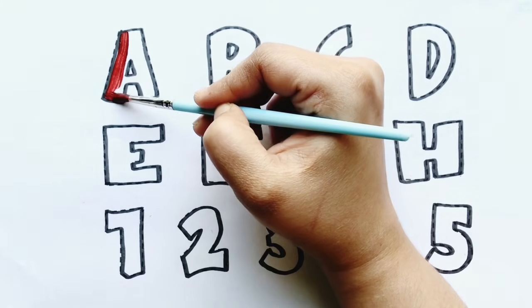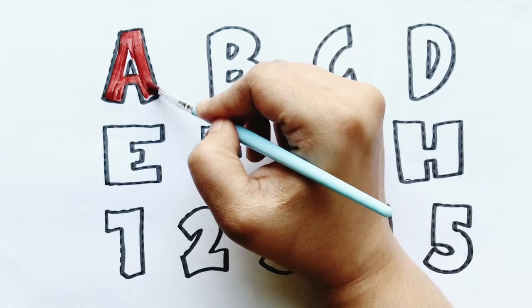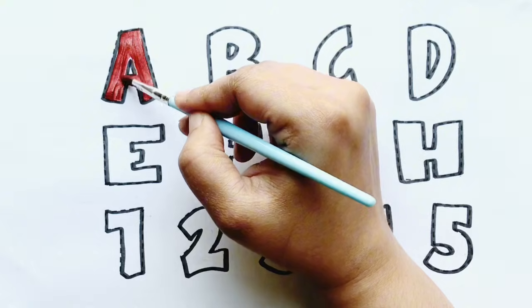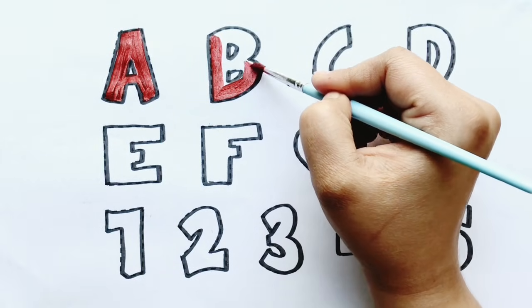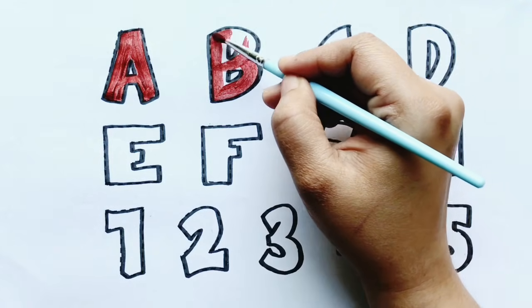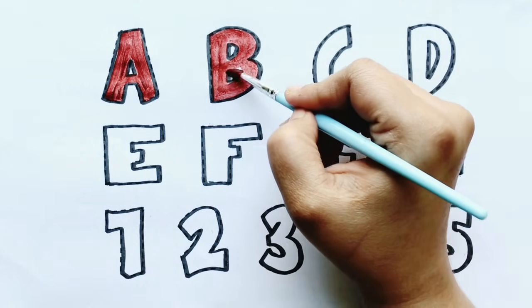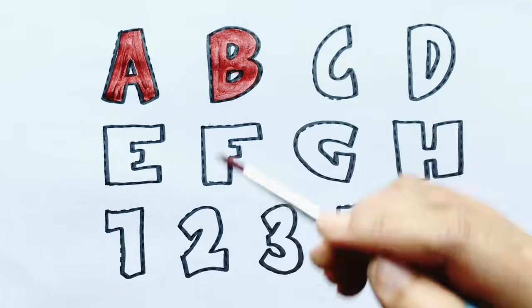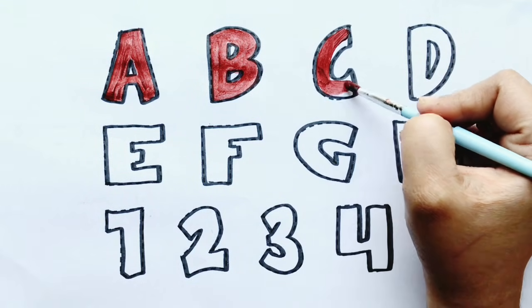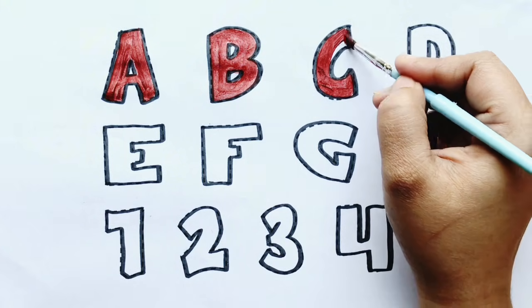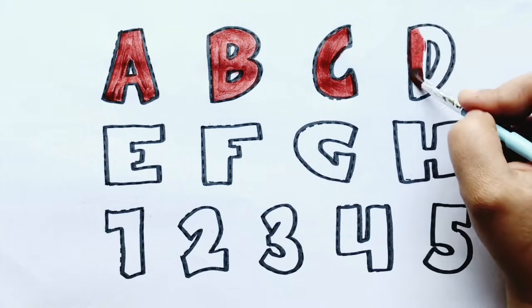Brown color, A for aeroplane. B for bear. C for cow. D for dolphin.